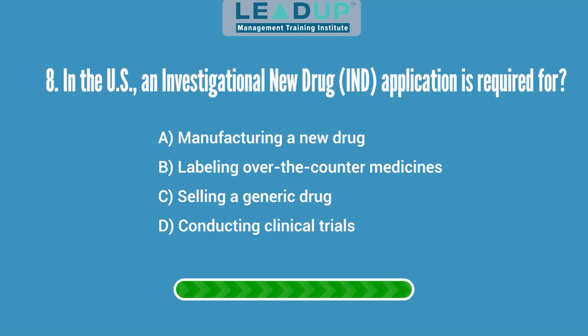Question 8. In the US, an investigational new drug (IND) application is required for A. Manufacturing a new drug, B. Labeling over-the-counter medicines, C. Selling a generic drug, and D. Conducting clinical trials. The answer is conducting clinical trials.